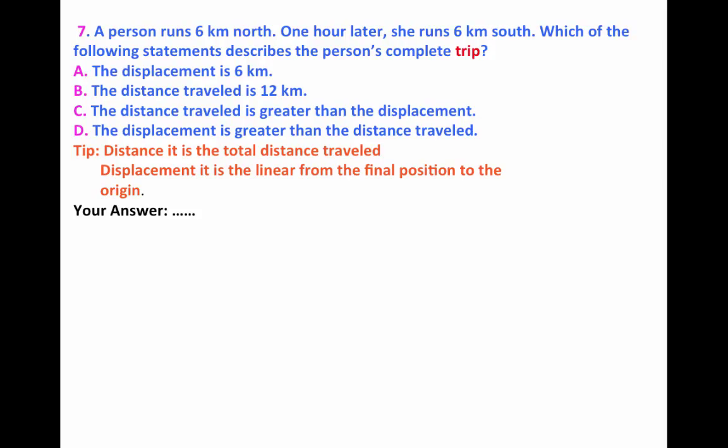Now you have to solve question number 7. A person ran 6 kilometers north. 1 hour later, she ran 6 kilometers south. Which of the following statements describes the person's complete trip? A. The displacement is 6 kilometers. B. The distance traveled is 12 kilometers. C. The distance traveled is greater than the displacement. D. The displacement is greater than the distance traveled.